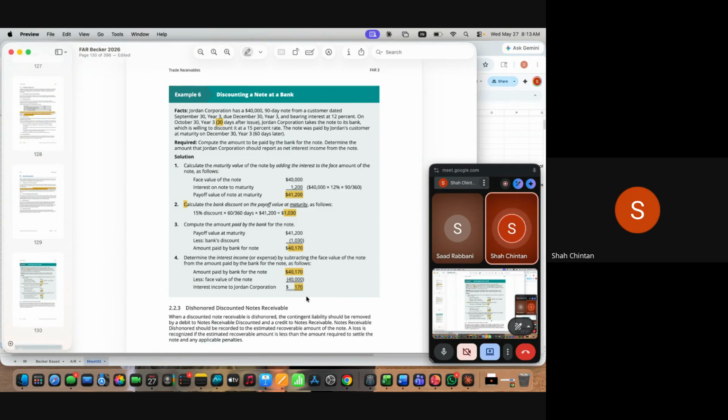Notes receivable no longer remains in your balance sheet, it is off the balance sheet now because वो अब बैंक के पास चला गया है। It is the asset for the bank.